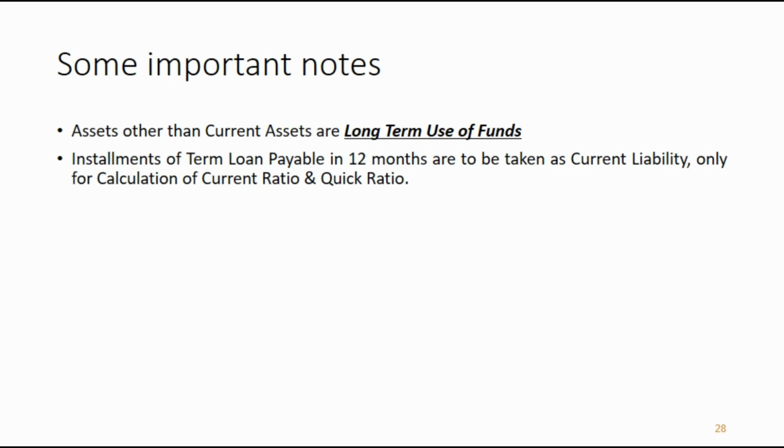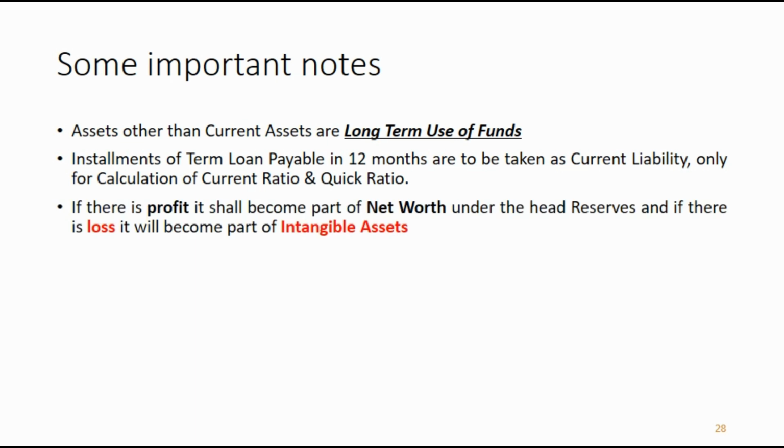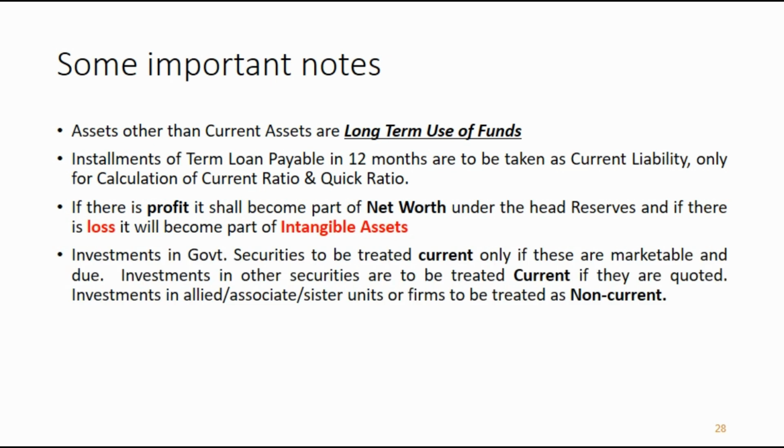Installment of term loan payable in 12 months is to be taken as current liability only for the calculation of current ratio and quick ratio. Now, if there is a profit, it shall become a part of net worth under the head reserve, and if there is a loss, it will become a part of intangible asset.